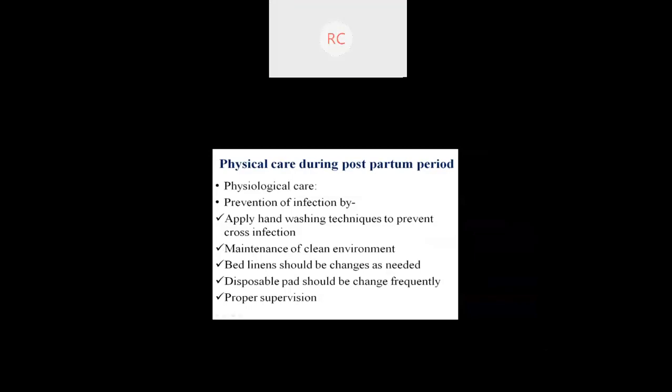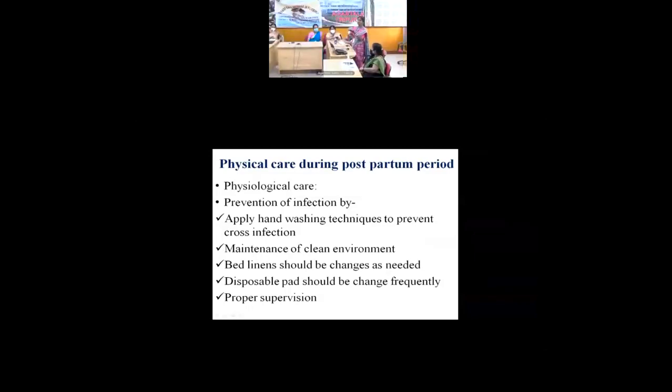First step, palm to palm, then back of hands and fingers, then palm and creases, fingertips and creases, and then thumb of both hands, and then the wrist. This is the simple 6 steps. We can do this hand washing and prevent cross infection, which we may give to the patient or take from the patient. These things we can maintain by proper hand washing technique.